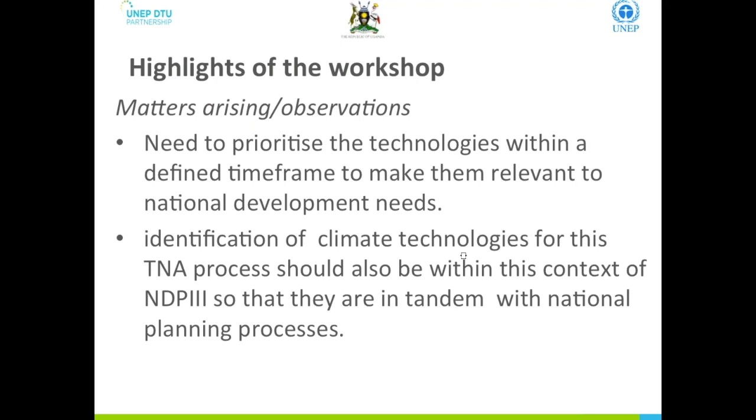So going forward, in the highlights of the workshop, a number of observations were made that things are changing very, very rapidly. Because of that, we needed to take note and prioritize technologies that we can handle within a defined framework. Otherwise, if we give it a very huge time horizon, it would be quite difficult because of friction of time, and then it becomes irrelevant.